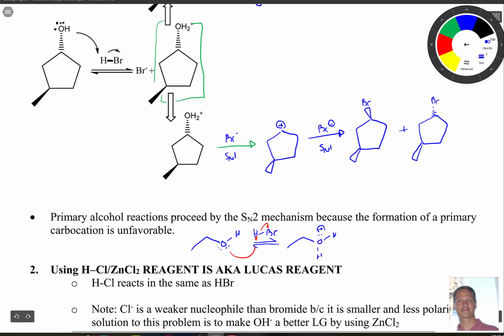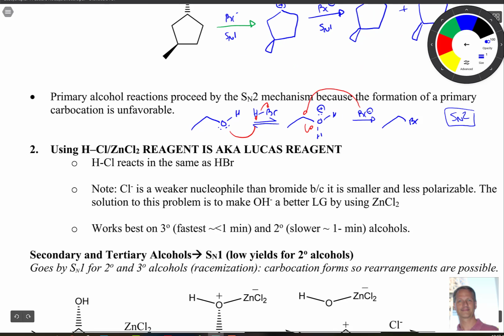So there's your H plus, right? And then you go through here, right, with bromide coming in. So bromide would swing around, and we would do this. So you get your bromo group there, right, plus your water. So that's going to be SN2 for us here. All right, so let's take a look at the next reaction too.